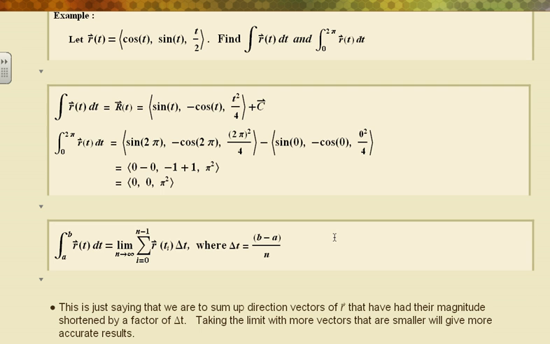So here's the interpretation you should get with that: we're taking each of these r of t's, or r of ti, for i from 0 to n minus 1. And these r of ti's are just going to be vectors along that function, but then shortened by this delta t. So we're just going to sum up the direction vectors from r that have been shortened by this factor of delta t. And then we're going to take the limit as we add more and more vectors that are smaller and smaller. So as n goes to infinity, that delta t gets shorter, and we're summing up more vectors but shorter vectors. And so we'll take a look at what that picture looks like.